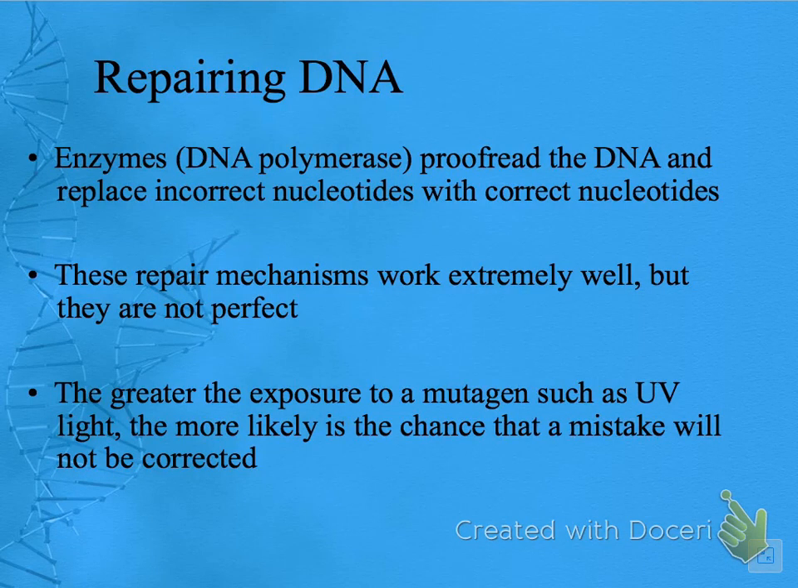Repairing DNA can occur. So you know that you have enzymes like DNA polymerase that go through and proofread the DNA, and when it proofreads it should replace all the incorrect nucleotides with the correct ones. These repair mechanisms work extremely well, but they're not perfect. They do not work 100% of the time. The greater the exposure to a mutagen, such as UV radiation or UV light, the more likely the chances that a mistake is not going to be corrected. So DNA polymerase is great at fixing a couple of errors here and there. It can catch them. It's not going to catch every single one of them.